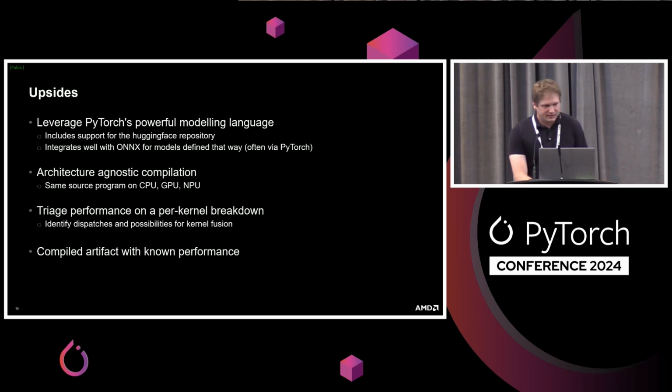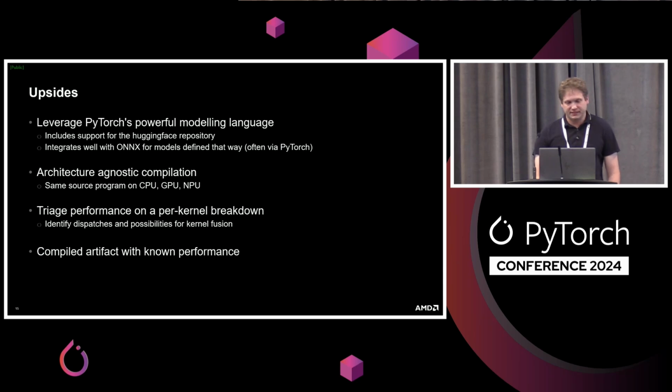So what are the upsides of this? It leverages PyTorch as a very powerful modeling language. It's heavily used by a very wide selection of people, and we're able to integrate with that very well, through everything from the Hugging Face repository. We've also been able to integrate with ONNX models, where Torch-MLIR has an extra path to take ONNX to Torch-MLIR, and then follow that exact same path through PyTorch models. Everything's architecturally agnostic. You can run the same source program across CPU, GPU, and NPU. It's OS agnostic, running on Windows and Linux.